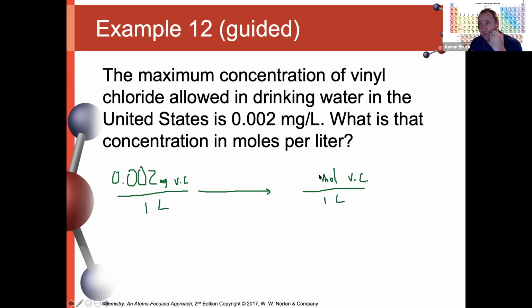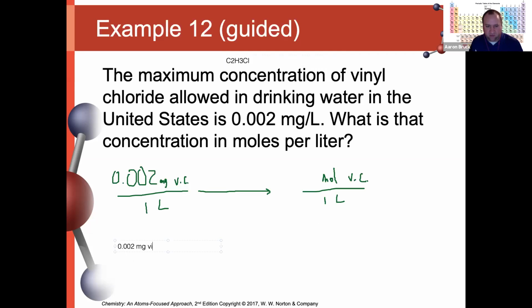And so to that end, this isn't that terribly difficult of a problem. We just need to convert the milligrams of vinyl chloride into moles of vinyl chloride by some kind of means. Now, to help with that, it would help if we had the formula for vinyl chloride, and that is C2H3Cl. C2H3Cl is the formula for vinyl chloride. And so now we can set up our dimensional analysis.